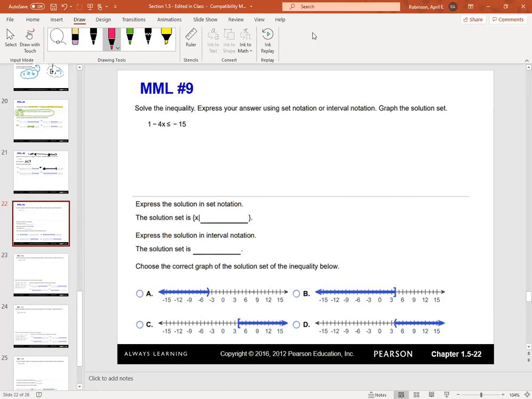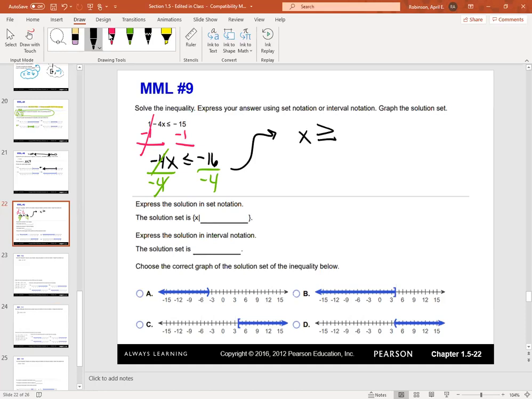So first step is get rid of that 1. I'm going to take 1 minus 1 to cancel it out, and then I'll have to subtract 1 on the other side. That cancels. I'm left with negative 4X is less than or equal to negative 15 minus 1 is a negative 16. And then at this point, I'm going to divide by negative 4. And that's when I have to remember, ooh, I just divided by a negative. So my less than sign becomes a greater than sign. And don't forget the equal to. And negative 16 divided by negative 4 is positive 4.